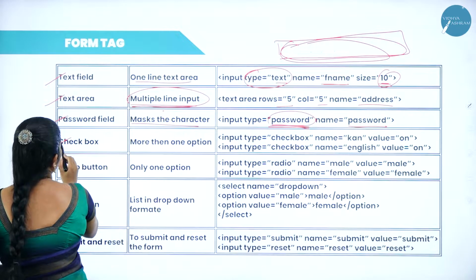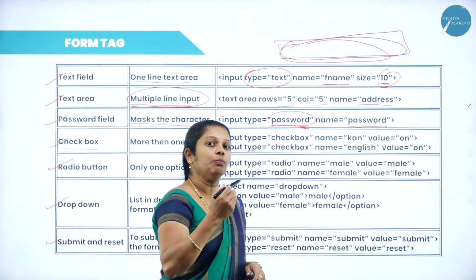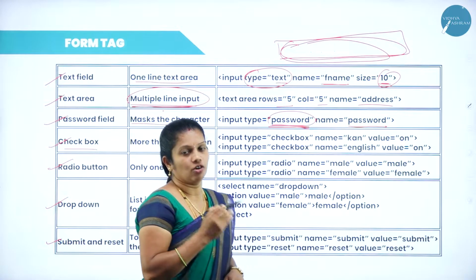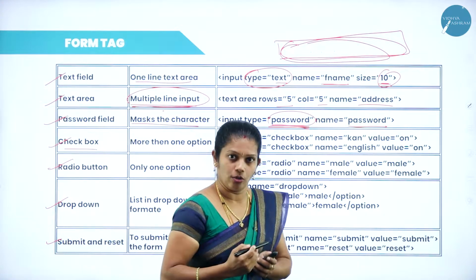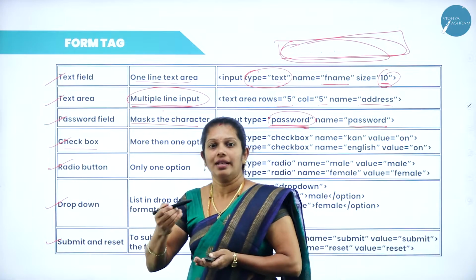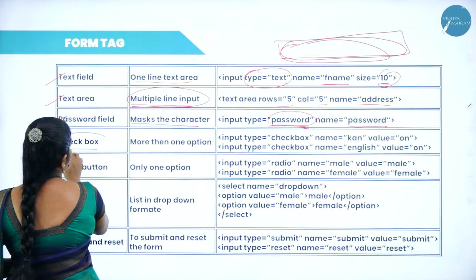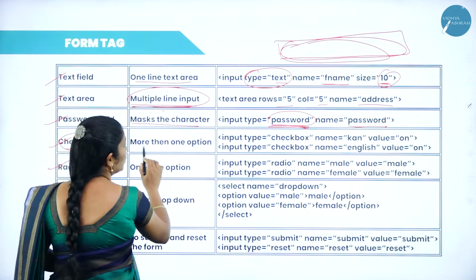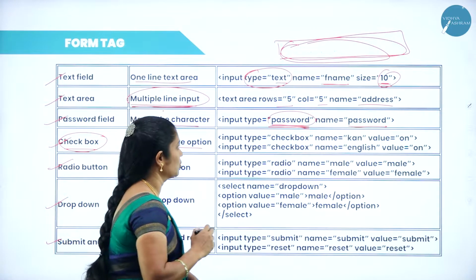And the next one is checkbox. This checkbox helps to input multiple options; we are able to select multiple options. For example, if I have hobby options, there we can select multiple options like games, dance, like that. When you want to select more than one option, at that time we use this checkbox concept.